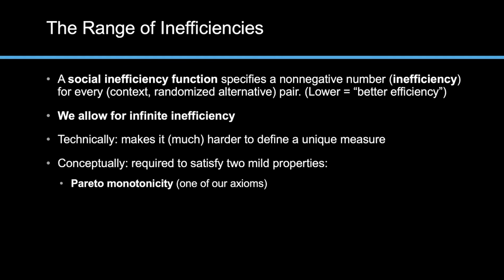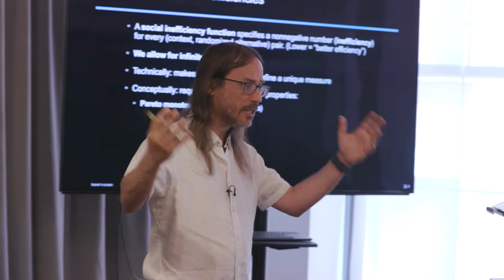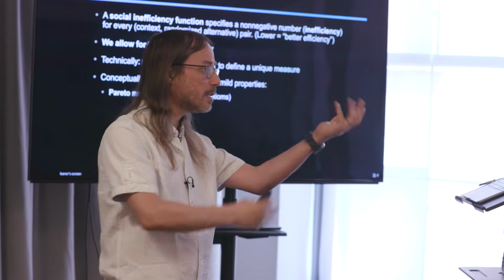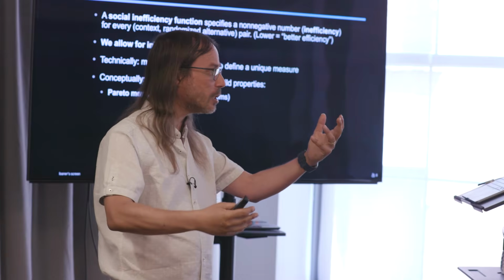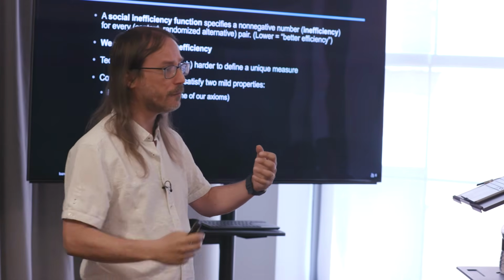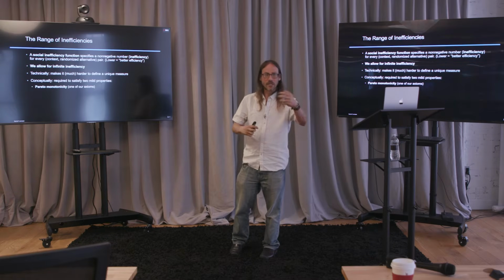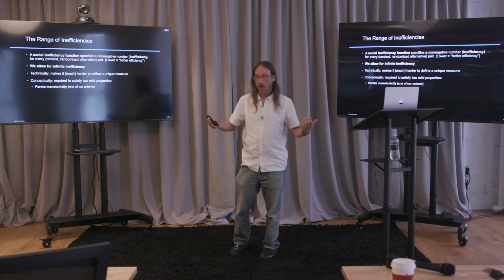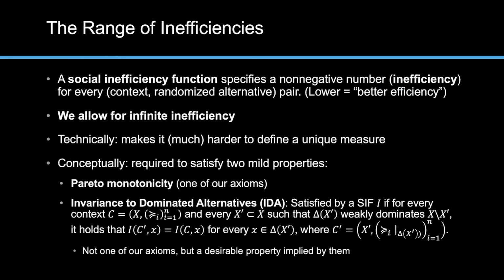The first one is Pareto monotonicity. This is going to be one of our axioms. It says if we have fixed some context, we have alternative A, alternative B. If everyone prefers A to B, then the inefficiency of A better be lower than that of B. If someone even strictly prefers A to B, then the inefficiency of A better be strictly lower. That is Pareto monotonicity.